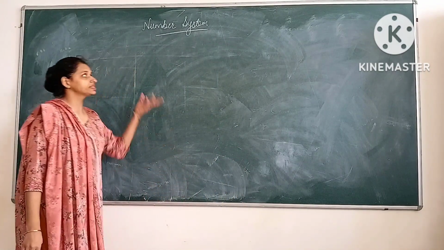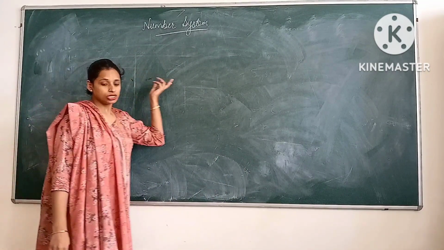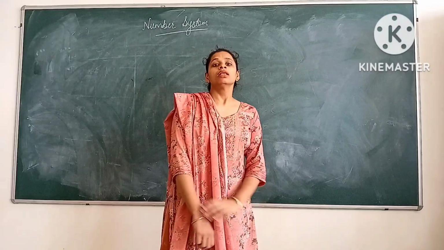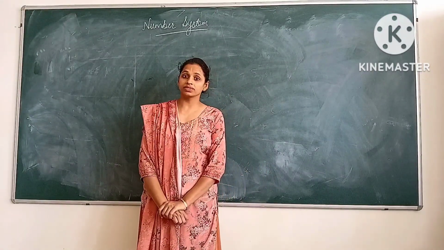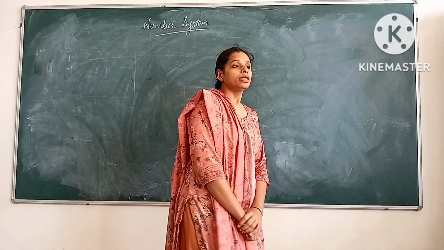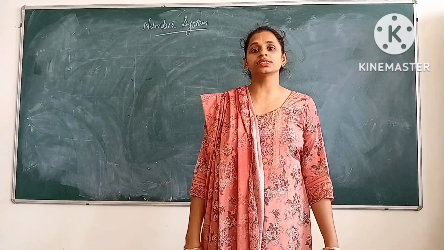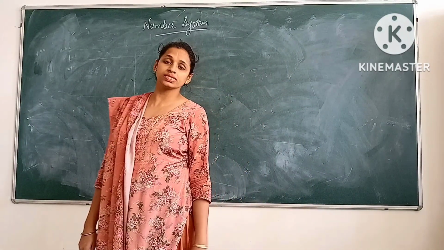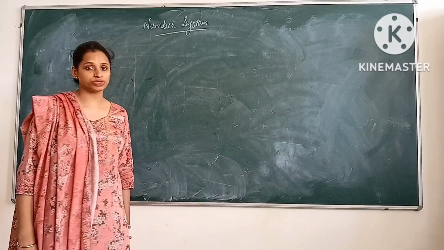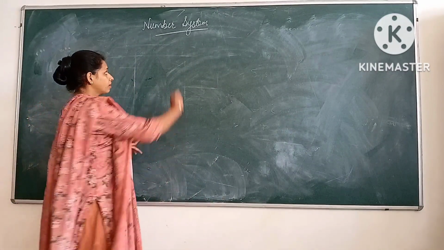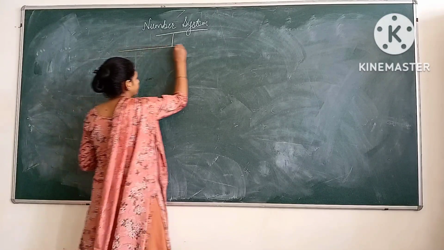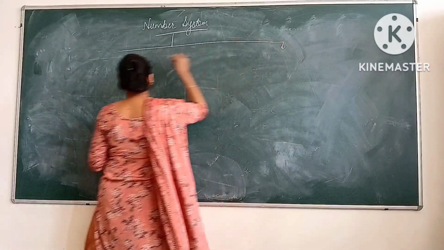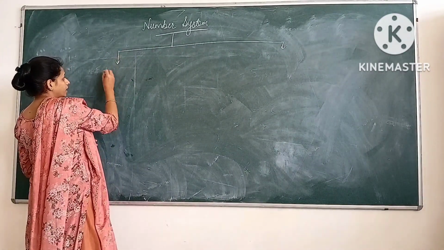Today I am here to represent the topic number system. So what is number system? Firstly, we have to know about number system. Number system is a way to represent numbers in different forms. How can we represent numbers in different forms? So how many types of number systems are there? There are 4 types of number system.